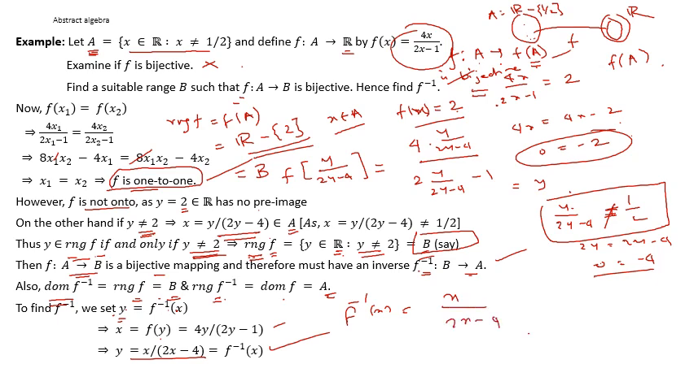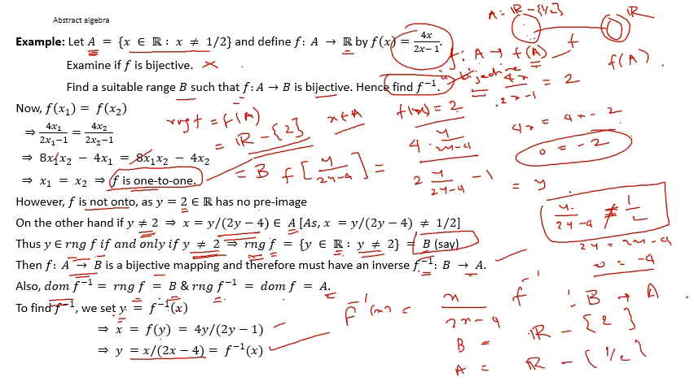So we have found a suitable range so that f is bijective, and we have also found f inverse. F inverse x is x by x minus 4. F inverse maps from B to A, where B is basically R minus 2, and A is given as R minus a half.